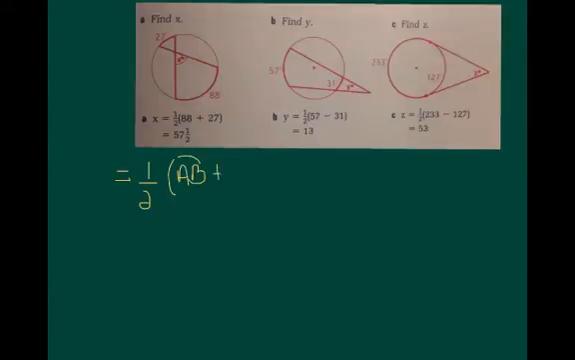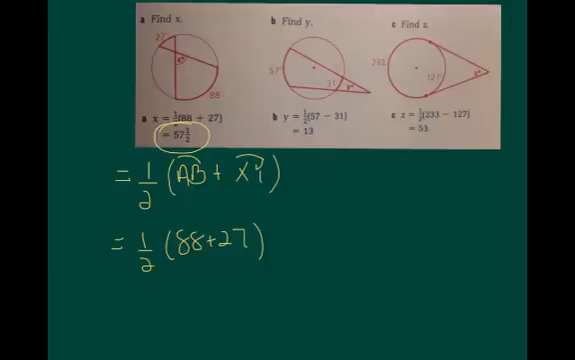So I'm just going to call those arcs AB and XY. And so in this case, the intercepted arcs are 88 degrees plus 27. So as the work shows you here, the sum of those arcs divided by 2 is 57.5.